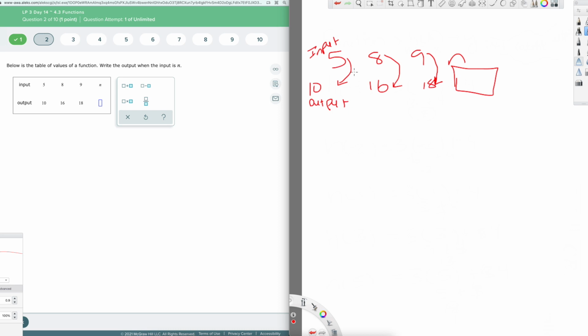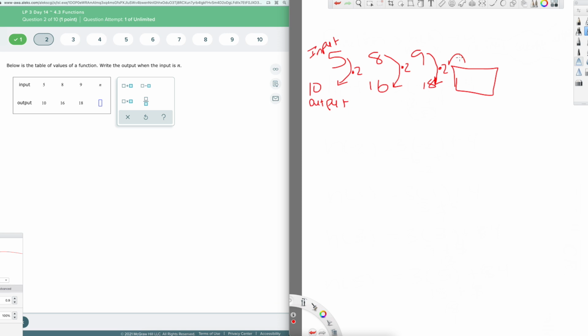5 times 2. Let's try multiplication. 5 times 2 gets me 10. 8 times 2 gets me 16. 9 times 2 gets me 18. Ooh, that function rule does work. So I want to multiply by 2 each time. That's my rule. Whatever my input is, I'm going to multiply by 2, and that gives me my output.